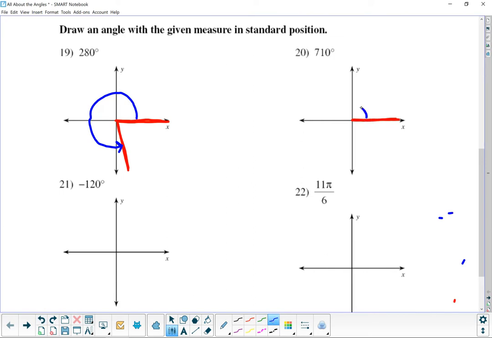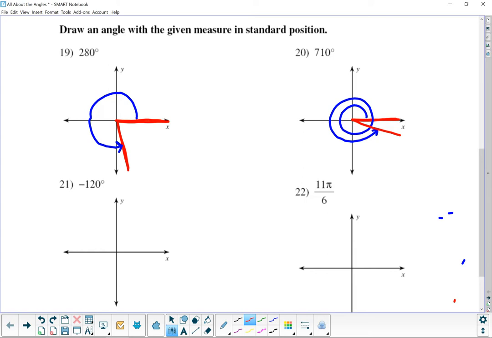So I'm going to go one full circle, and then a second almost full circle, 10 degrees less. So I need that much. And so this right here will be my 710 degrees. So almost two full circles. It's 10 degrees less than a full circle.